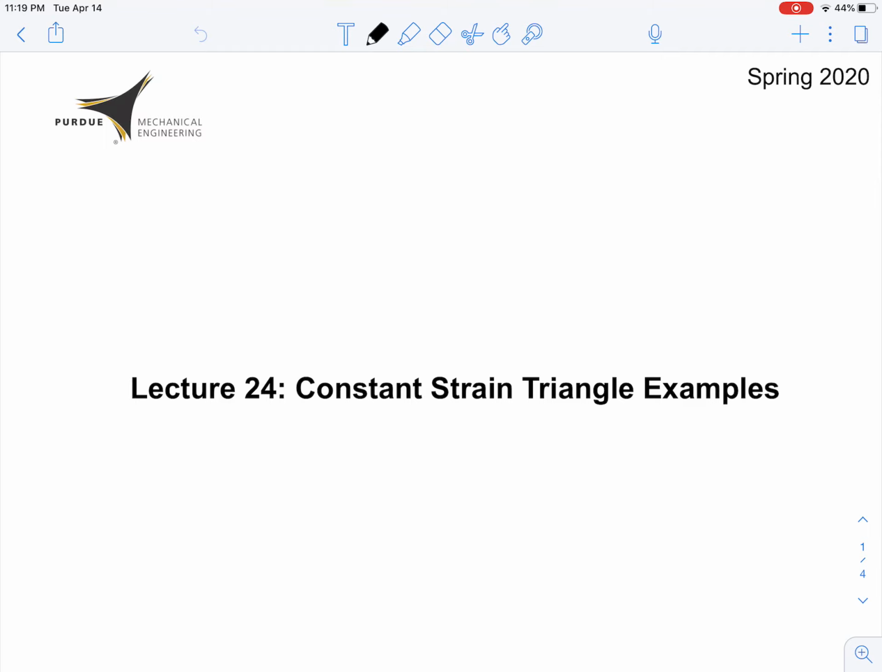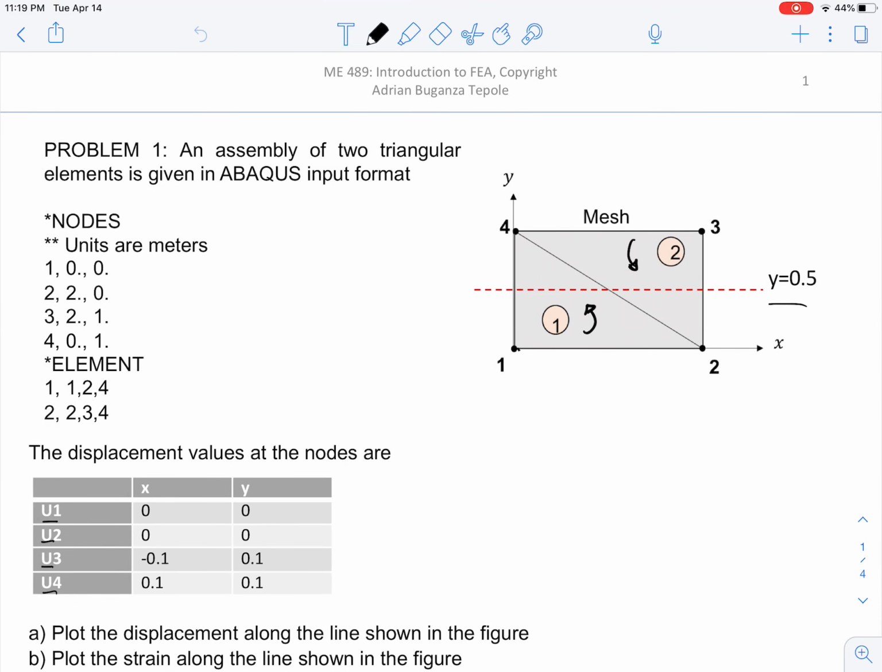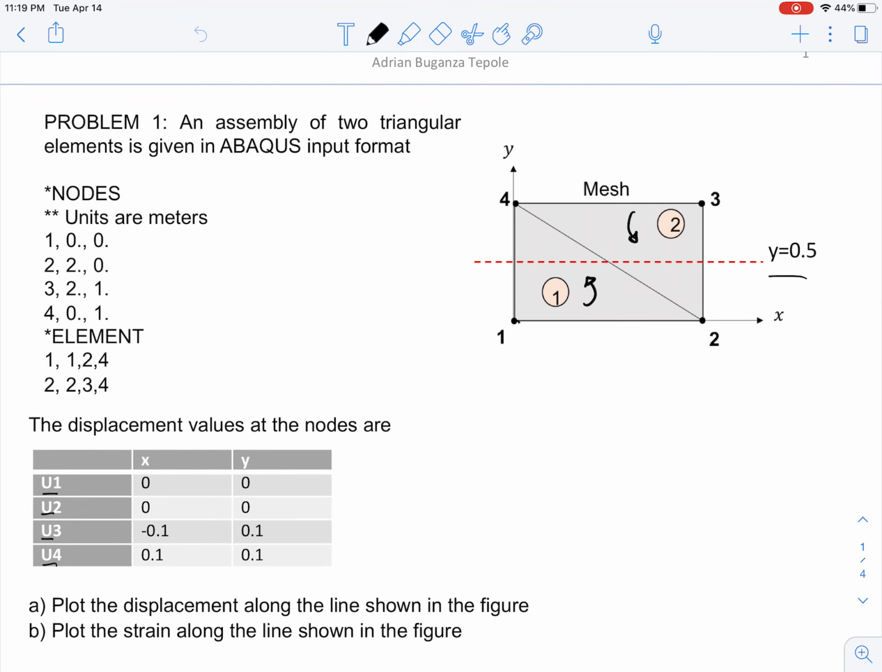Hello, in this lecture I'm going to do some examples for the linear elasticity problems with a constant strain triangle. Just two problems. I'm going to split the video in two. For the first part of the video, this first problem, which is actually not solving a linear elasticity problem, but just using the shape functions and derivatives of the shape functions to interpolate displacements and strains. So not really solving anything right now, but a good warm up.